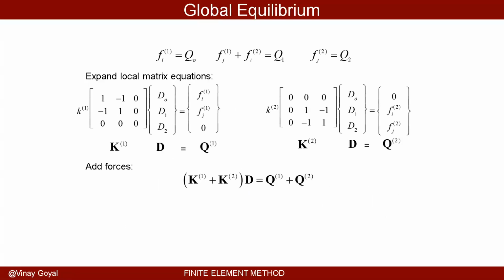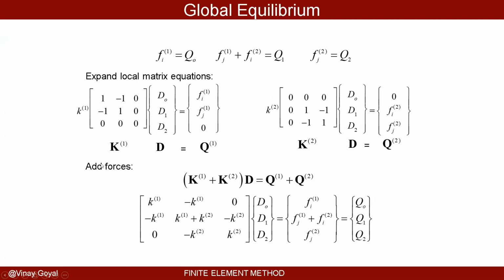So that's for element number 1 and for element number 2. What I'm going to do now is add these local element matrix equations, the local matrix equation for spring 1 and the local matrix equation for spring 2. I'm going to add them together. And you can linearly add them because D0, D1, and D2 are common between the two. So you can just add: 1 plus 0 is 1, minus 1 plus 0 is minus 1, and so forth. 1 plus 1 is 2, and so forth. I can go ahead and add that here, like that.